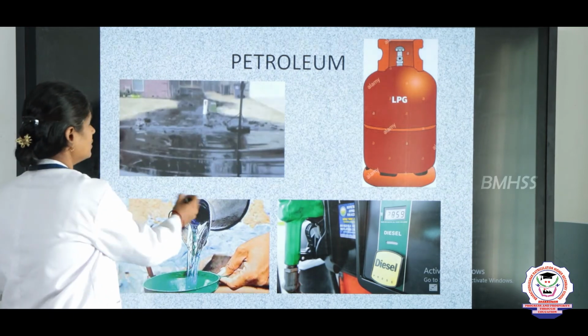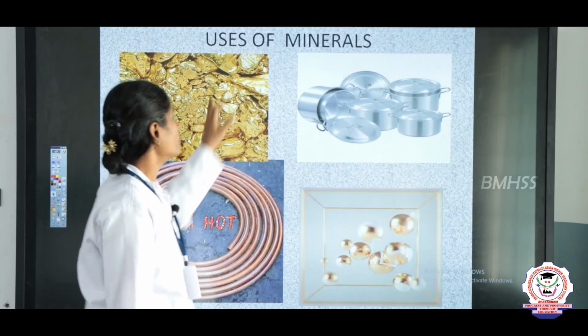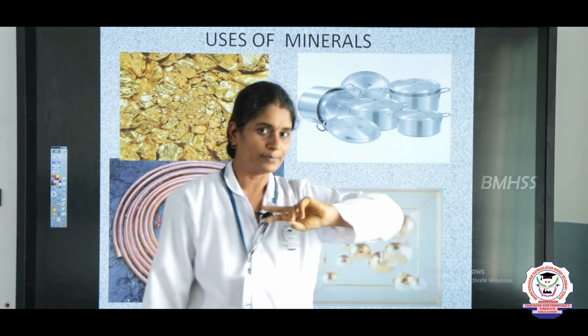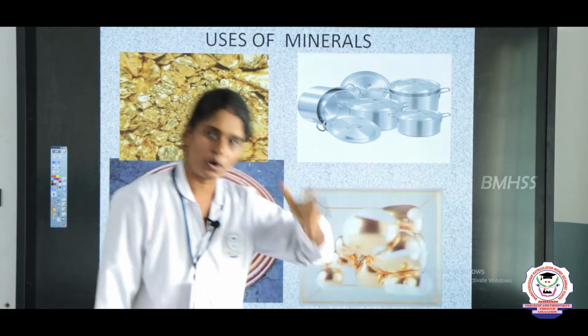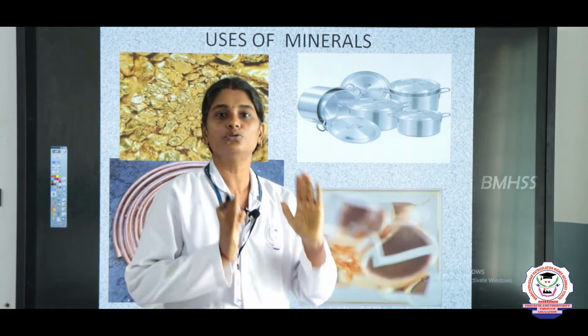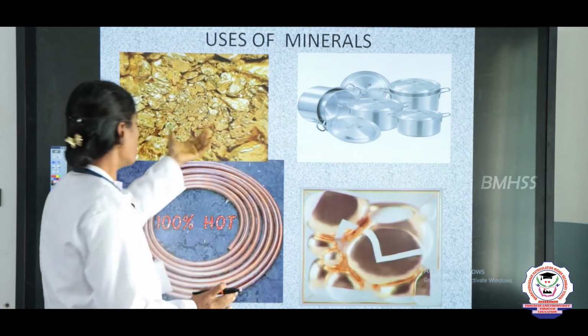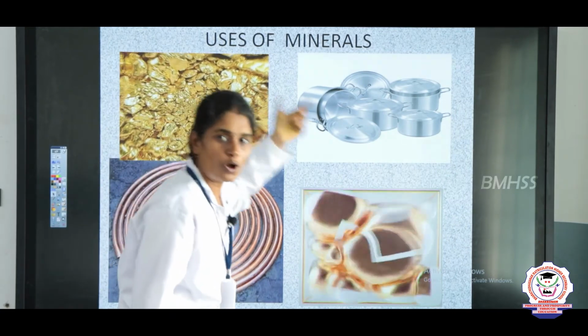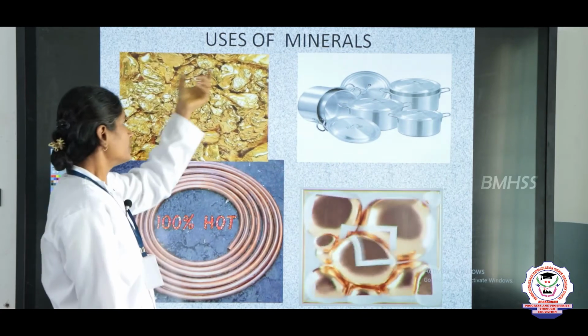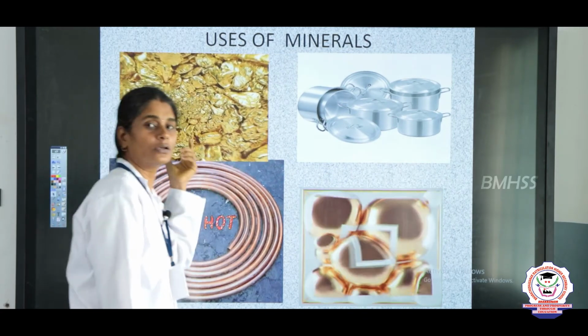So, what are the other uses of the minerals? So, the uses of other minerals. As I already told you, there are two types of minerals, metallic minerals and non-metallic minerals. We are going to see in general what the uses of the minerals are. So, gold. Of course, you all will be familiar. Gold is used as jewellery. These minerals give us ornaments.